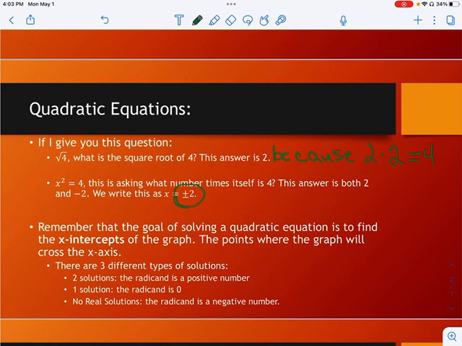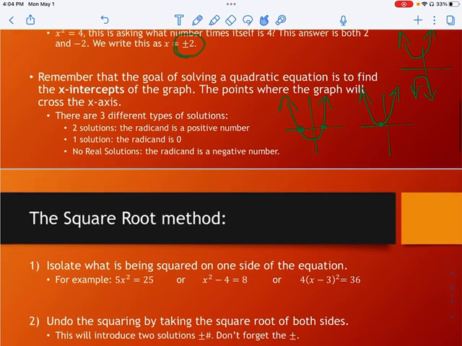Now remember, if you're getting two solutions, what that means is that your graph of your parabola would be crossing in two different points. If you got a one solution answer, what that would mean is that your graph is coming down, touching, and going back up. It's touching the x-axis in one exact point. If you get no real solutions, what that means is your graph is either completely above it or completely below it. It is not crossing the x-axis at all. So there are three types of solutions that we can get when solving a quadratic equation.